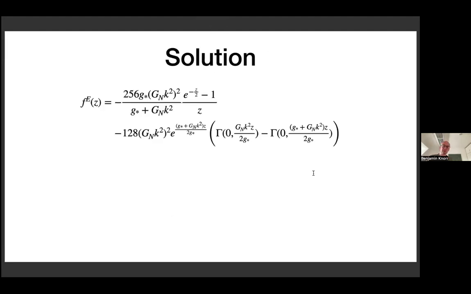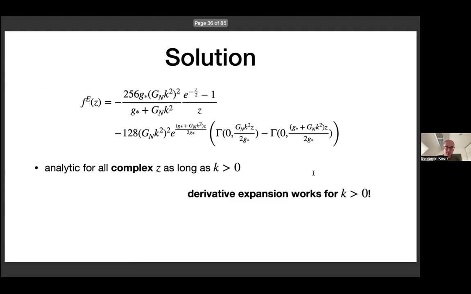The first thing that you will notice is that this function is analytic for all complex dimensionless momenta, as long as k is positive. For k to 0, you will have to eventually go to dimensionful quantities, and we'll discuss this in a moment. But as long as k is positive, this is an analytic function, which tells you, at least in this setup, that the derivative expansion works for k positive. So it's really only the limit k to 0 where something can go wrong.